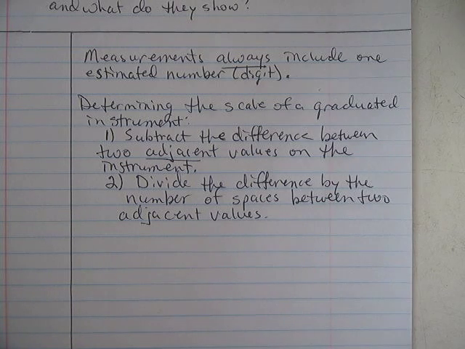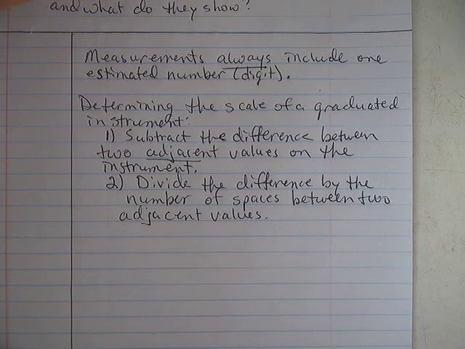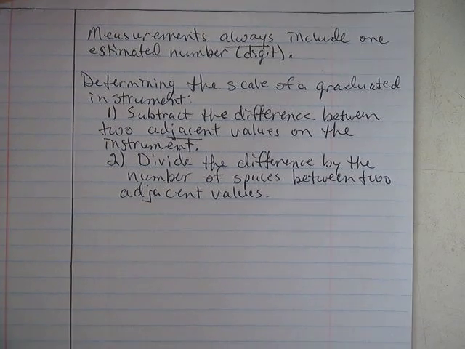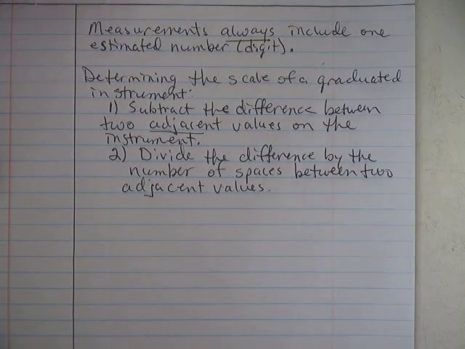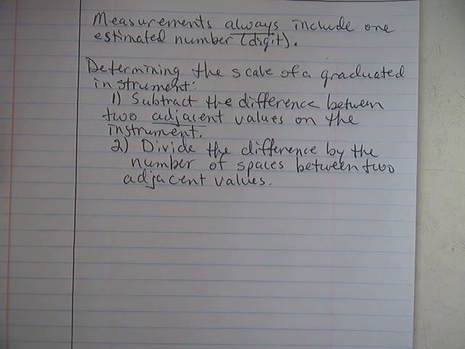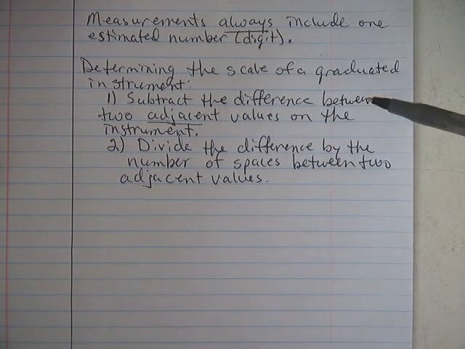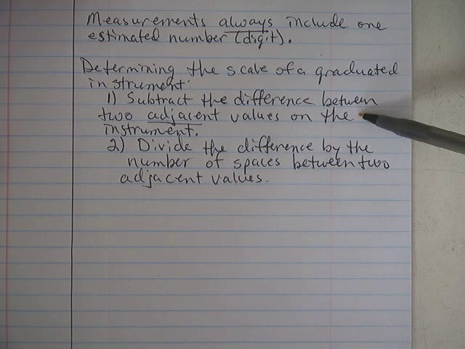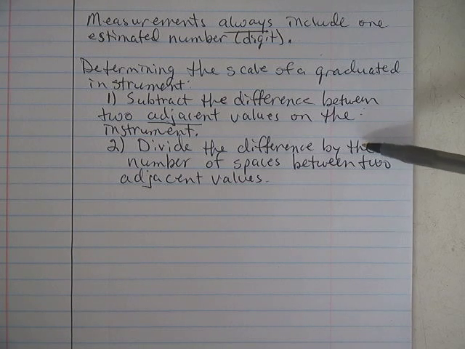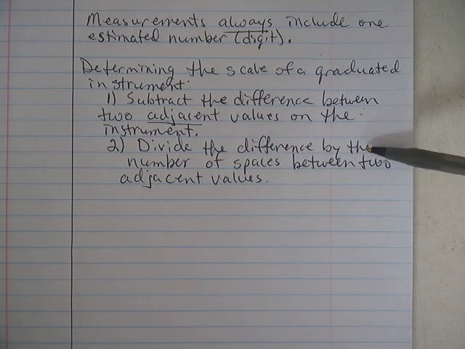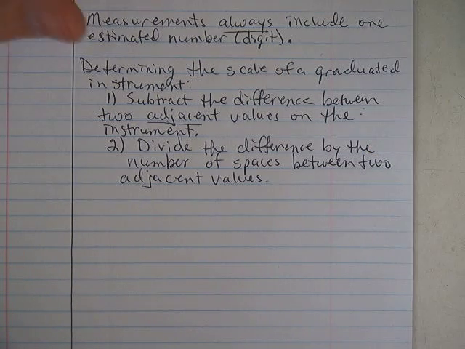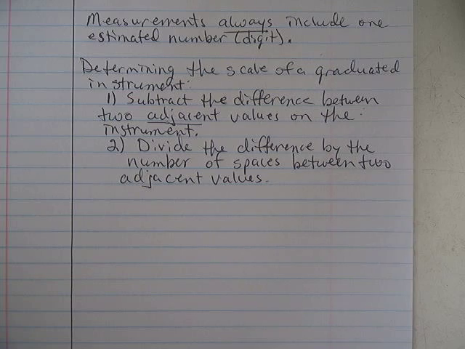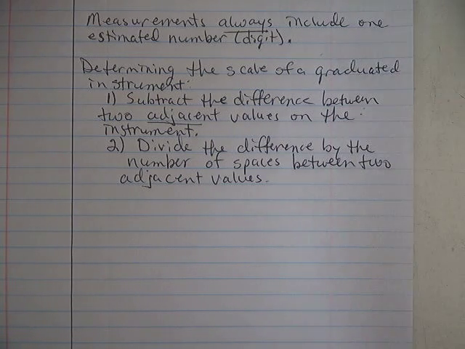Burettes, we had talked about those. We might possibly use those. They have the same kind of scale. Beakers and flasks have these too, but we're not going to use them to measure because they're not accurate enough. But it's always the same process. You subtract two values that are right next to each other, and you divide that difference by the number of spaces, and that will always give you the scale. We've done several examples of that between the ruler and the graduated cylinder, so I don't think we need any other examples at the moment.